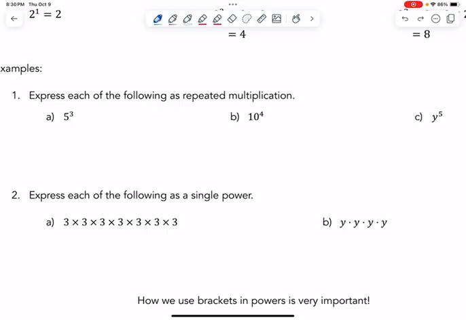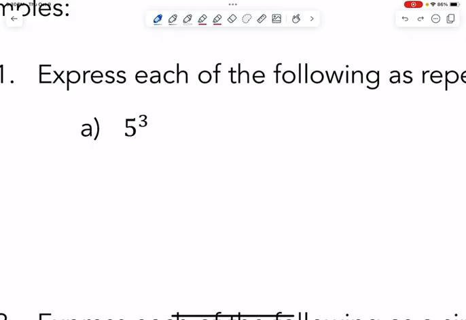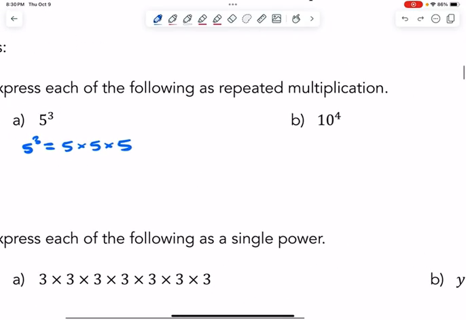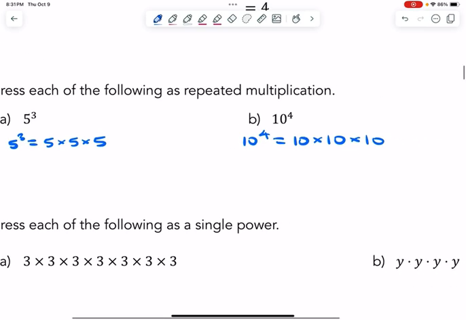Excellent. You tried them out. Let's see what you got, and if it compares to this. 5 to the power of 3 is equal to 5 times 5 times 5. It's in there once, twice, thrice. 10 to the power of 4 is equal to 10 times 10 times 10 times 10. So it's in there 1, 2, 3, 4 times.